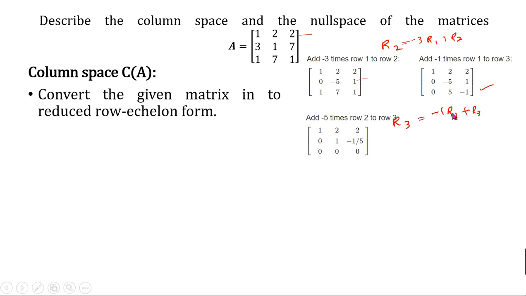Next, add minus 5 times R2 plus R3. What will we get? So this is there, or else we can add these two.